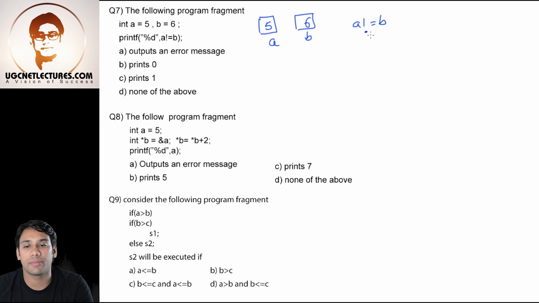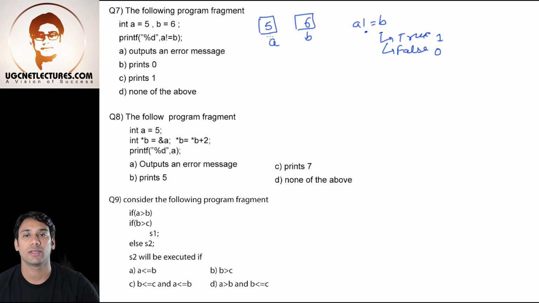So A not equal to B is a conditional statement. A conditional statement is going to give me output as true, or it is going to give me output as false, right? And true means 1 and false means 0. Now the value of variable A is 5 and the value stored in the variable B is 6, right? So when I am doing A is not equal to B, that means I am comparing their values. If their values are not equal, then this is going to give me 1, that means true. If their values are equal, then this is going to give me false, that is 0. Okay. So here their values are not equal, therefore this is going to return 1, so I am printing the value 1. So option C is correct.